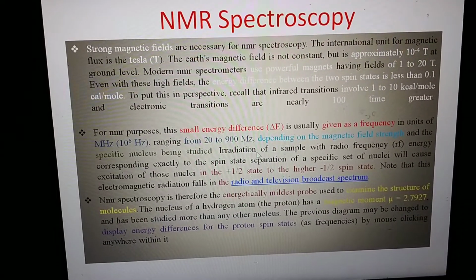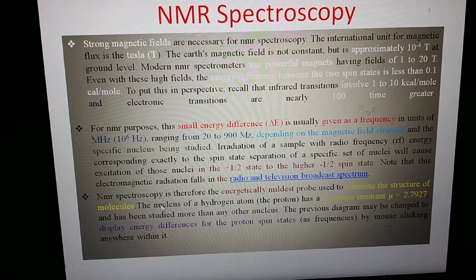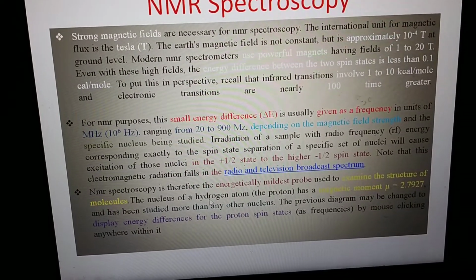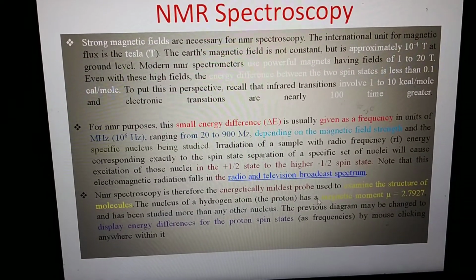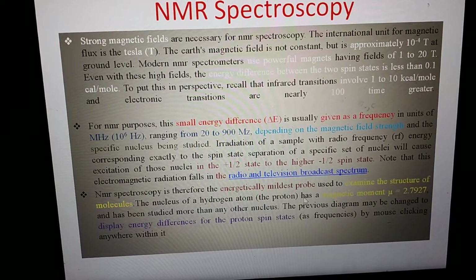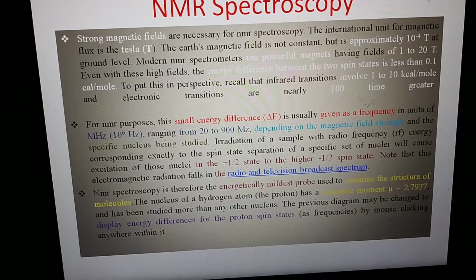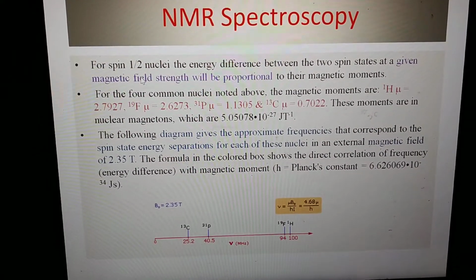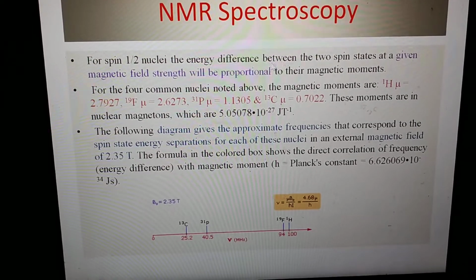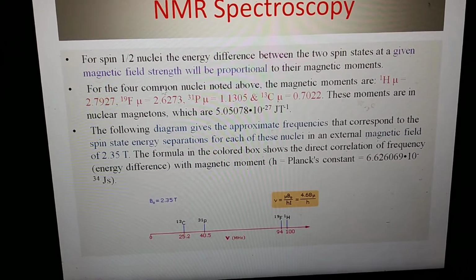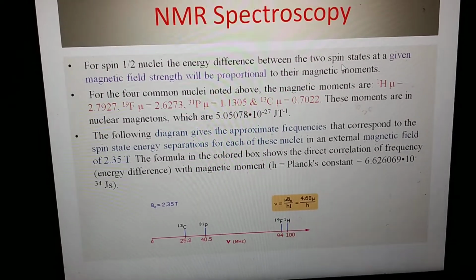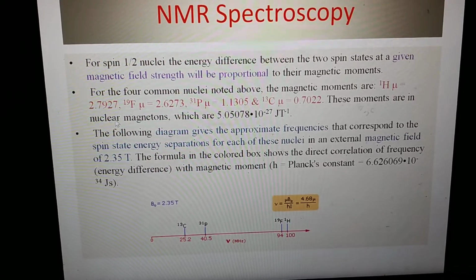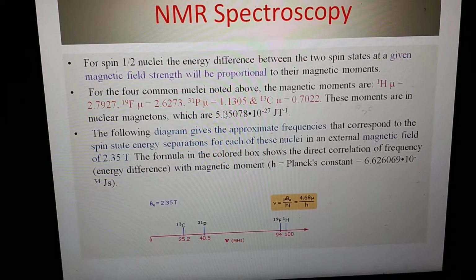I have discussed earlier that NMR is therefore an energetically mildest probe to examine the structure of molecules. The magnetic moment of the proton, because the proton is needed for this, is equal to 2.79. For spin 1/2 nuclei, the energy difference between two spin states at a given magnetic field strength is proportional to the magnetic moment. I have also mentioned that all these atomic nuclei will be active for NMR spectroscopy.